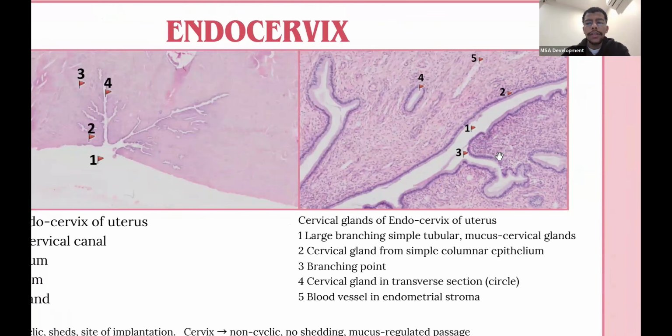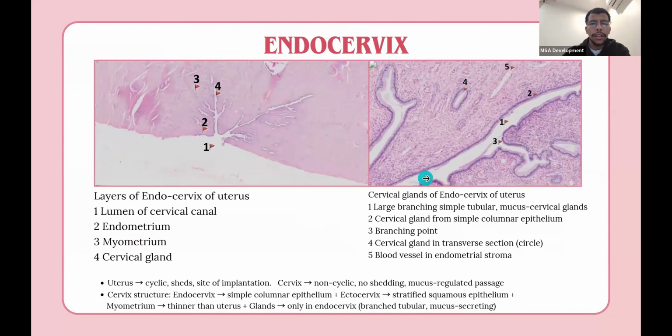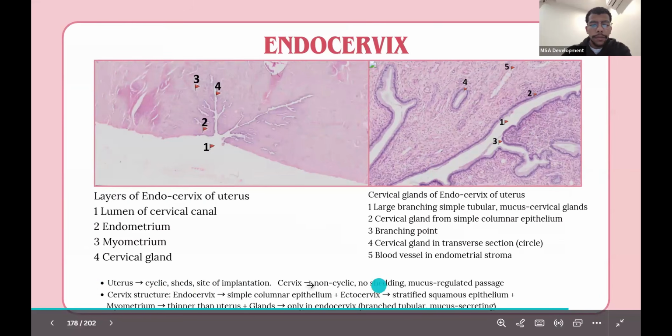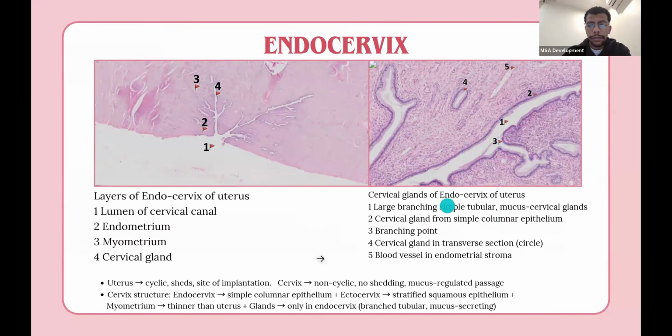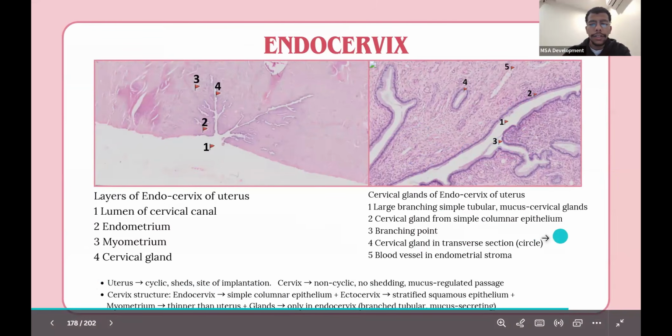And what do they secrete? They secrete mucus to lubricate the cervix. So the endocervix secretes. However, the other portion of the cervix, the ectocervix, doesn't secrete. Basically that's it. It has a simple columnar epithelium. Don't forget that. Is there anything else? I think that's it.